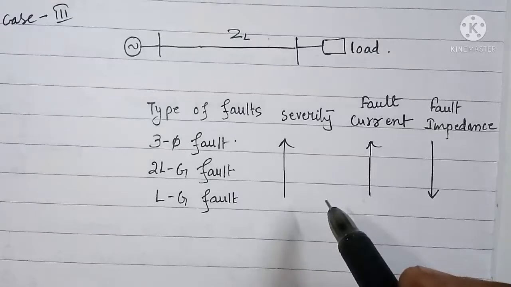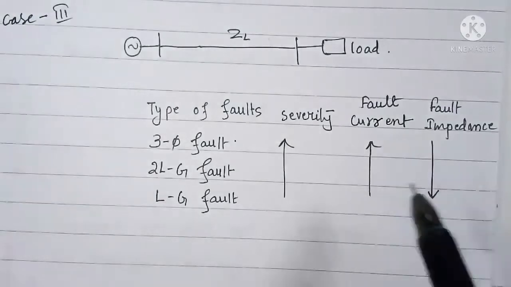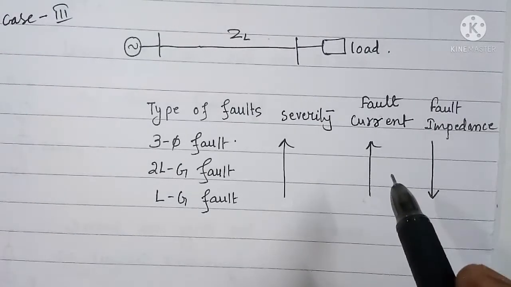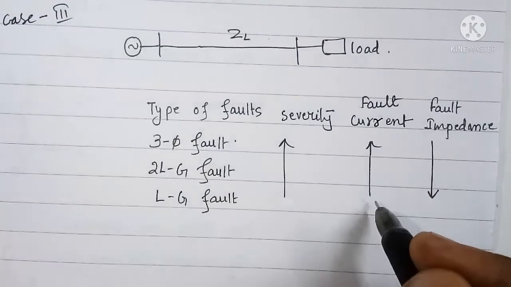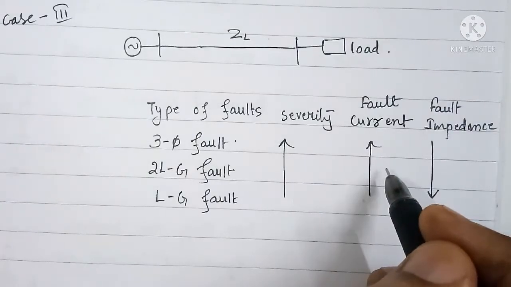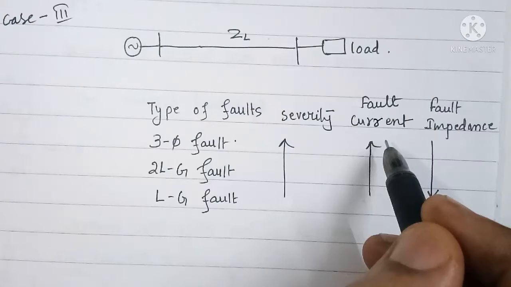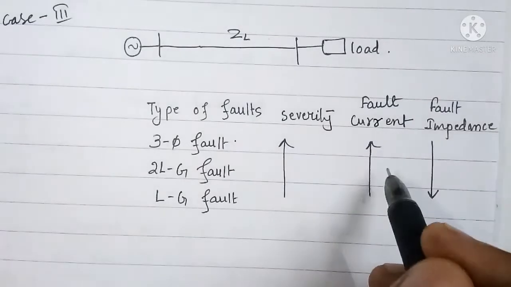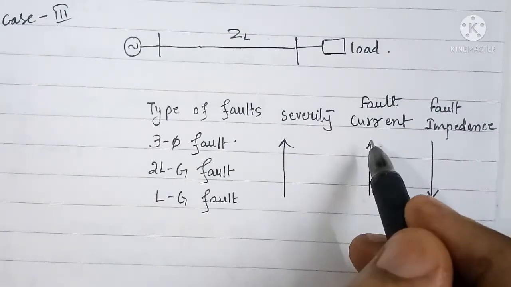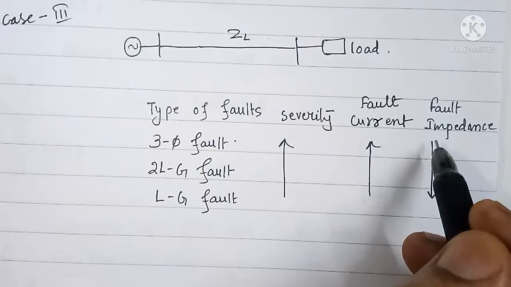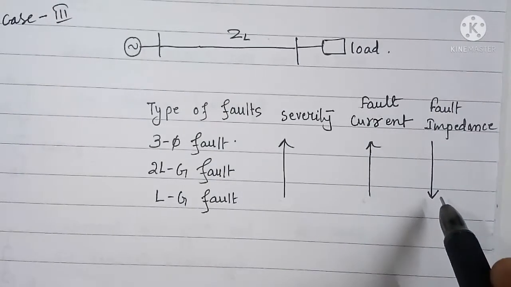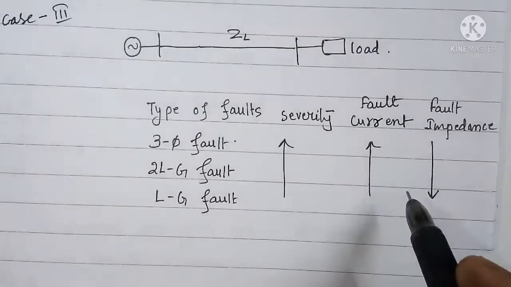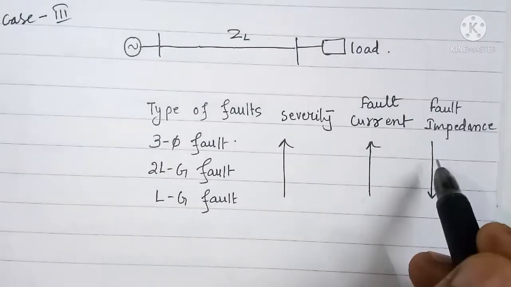Faults are more severe. It means that the fault current is higher. So fault current for LG fault is less, for 2LG it is slightly more, and for 3-phase fault it is very high. In other words, we can say that for 3-phase fault, fault impedance is less. For LG fault, fault impedance is highest, and for 2LG fault, fault impedance is moderate.